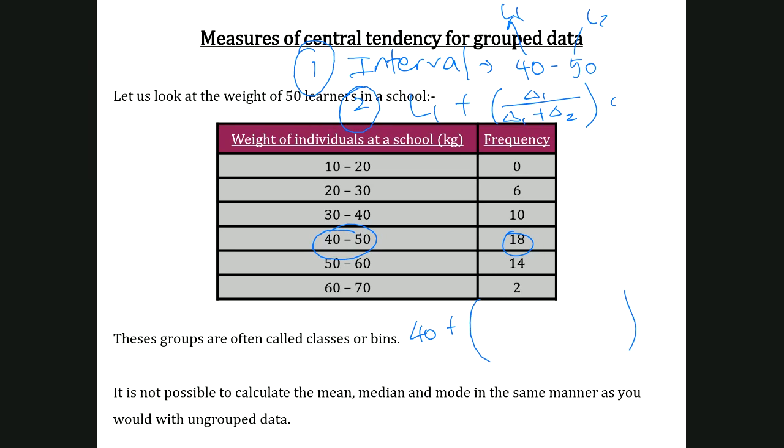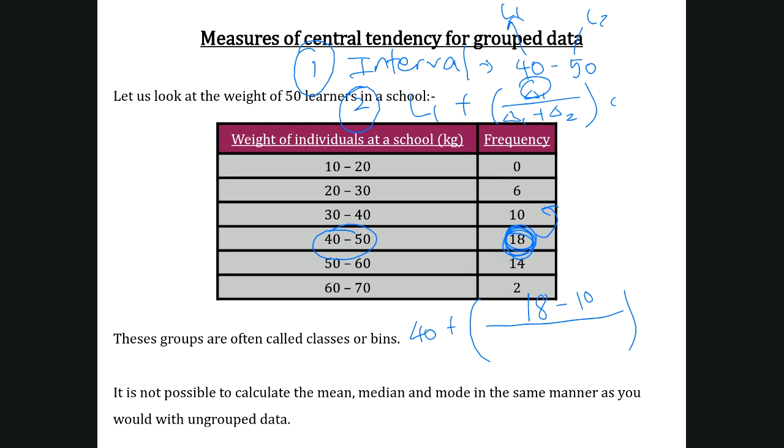Then you have within brackets, the first difference at the top, which is the frequency of the group that you selected. So 18 minus the frequency of the group before it. So the group preceding it, which is 10. Not all of them, just the one group before it.